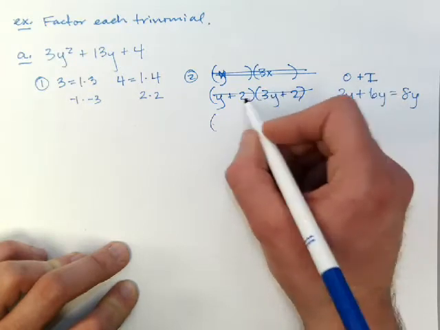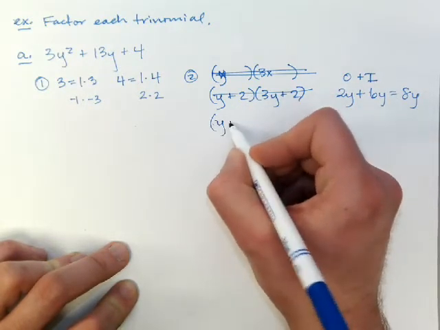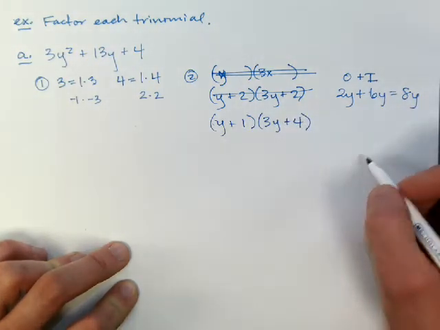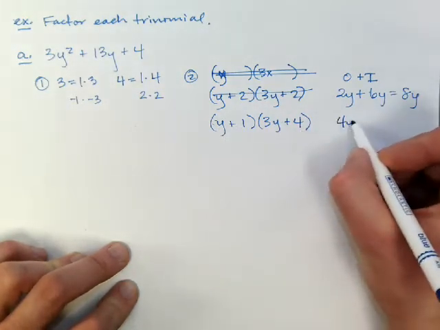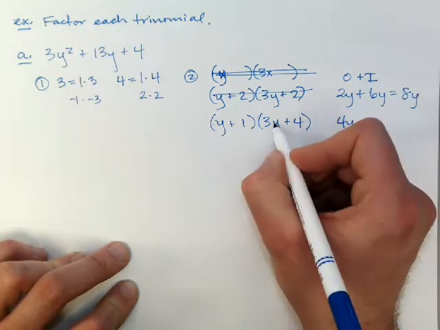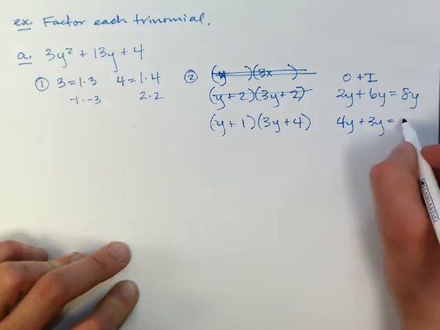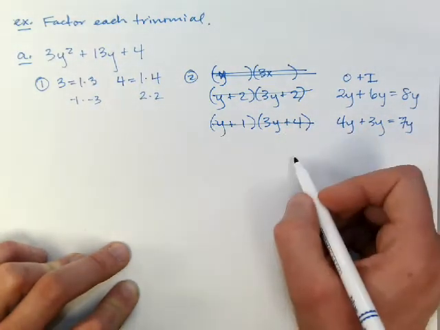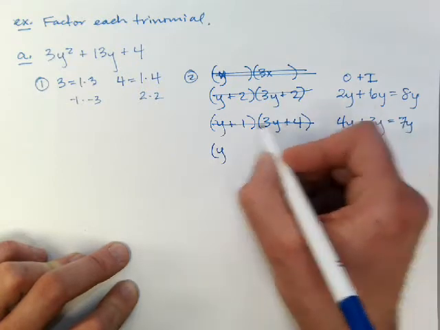Well, switching them doesn't do much, so let's try y plus 1 and 3y plus 4. So we do our O plus I, we get 4y and 3y. Okay, so that would equal 7y. Doesn't work. Okay, so maybe we need to switch the 4 and the 1.